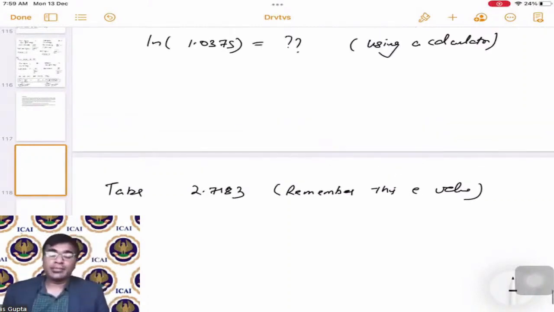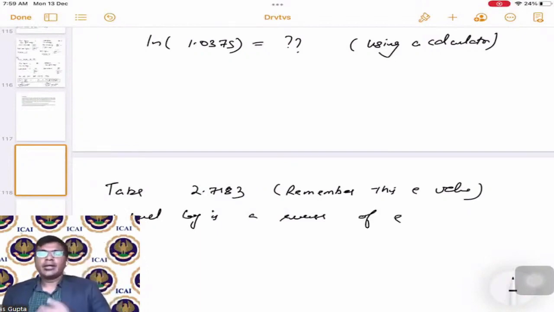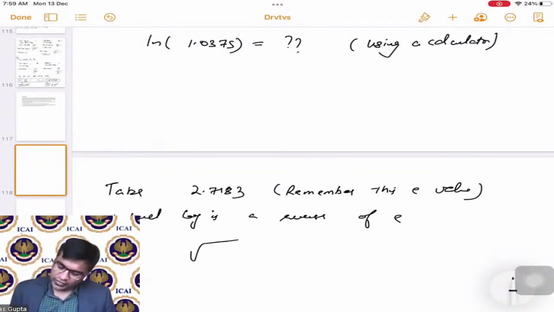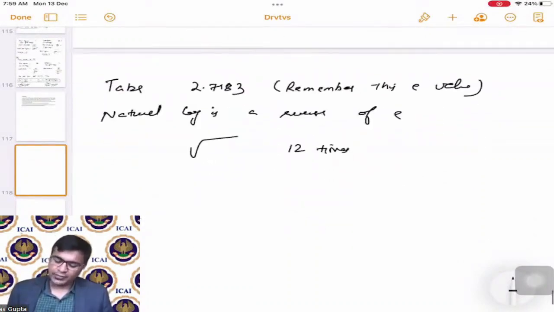And why are we taking E? Because natural log is the reverse of the exponential function, correct? So first of all, we will take E, which is 2.7183. We have to do a square root 12 times. Now, students, on your calculator there is a square root option already, correct? So press that square root 12 times after putting 2.7183. Do this, and then whatever value comes out, minus 1 from that.